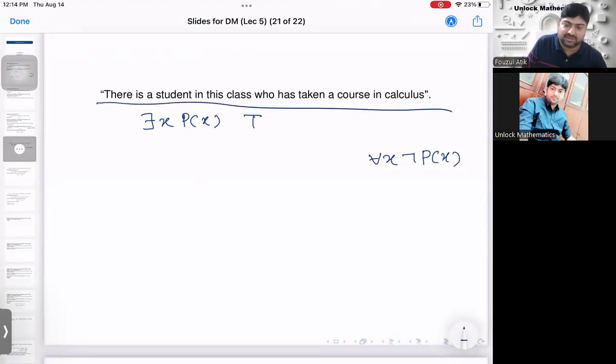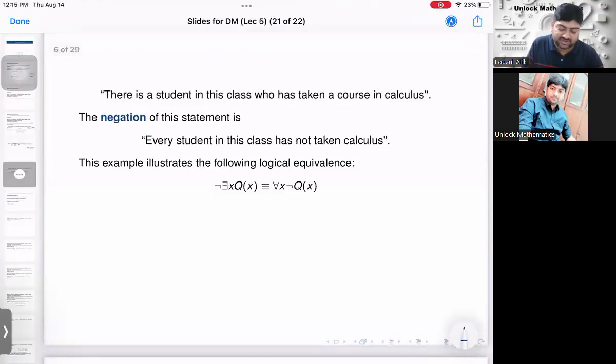The negation of this statement will become that every student in your class has not taken calculus. I hope you understand. And how will you denote it? For all x, not of px. Then only it will be true. If this is true, this will become false. This is exactly the negation of it. So the negation of this statement is every student in your class has not taken calculus.